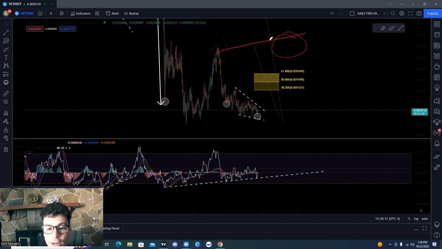But if we make a higher high, we need to be cautious that we don't have bearish divergence, all right, and make a lower high on the relative strength index.